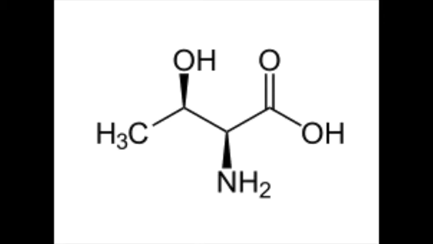What you see in front of you here is threonine, which is an amino acid, one of the 20 that we generally make our proteins out of. And this one particularly is an essential amino acid because our bodies can't generate this for ourselves. So we have to consume it in our diet in order to have it available to put into our protein structures.